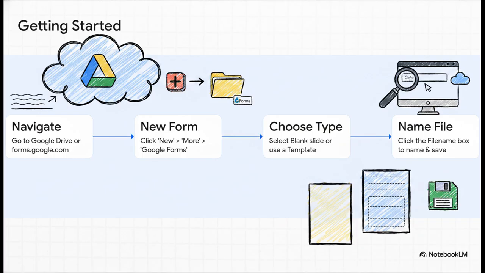First, navigate over to your Google Drive or just head straight to forms.google.com. Second, click that big New button, select More, and then click Google Forms. Third, it's going to ask if you want to start from a completely blank form or use a pre-built template. And finally, don't forget to click the file name box in the upper left corner. You want to give your file a name and control exactly where it saves in your drive.